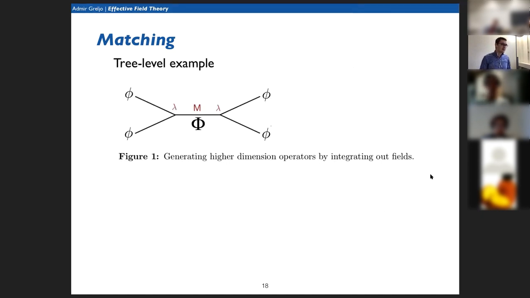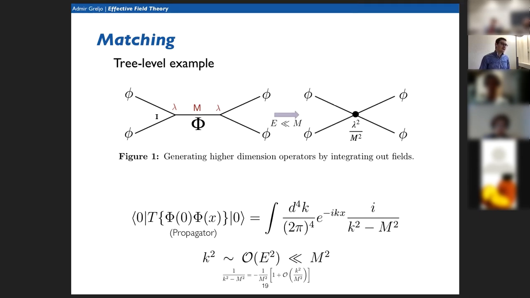All right. So here is one example of matching. This is a tree-level example. Let's say you are colliding light fields, phi, and you're producing two phi, some kind of diagram like this, and you are exchanging a heavy mediator with mass m, and the lambdas are the couplings. If you are doing this scattering at low energies, so the center of mass energy is much smaller than the mass of the heavy particle that is exchanged, then this diagram shrinks to a local interaction. We say that this is matching. So we are integrating out the heavy field.